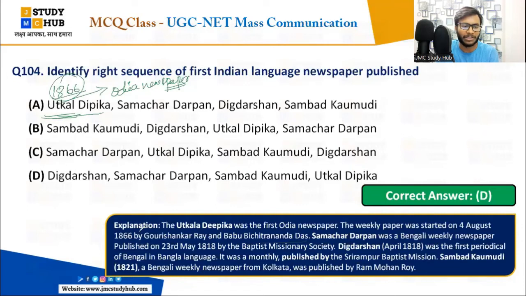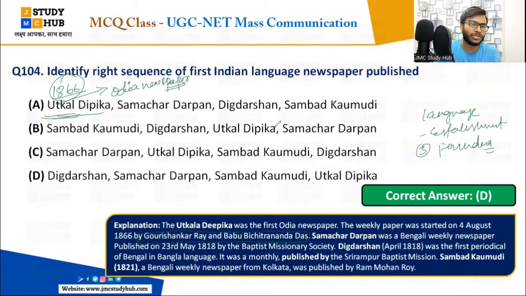Please remember these names, very important, because they can alter the question and ask you. You have to know the founder, the establishment year of the newspaper, and in which language the regional newspaper is published. So there are three important things: the language, the launching year, and the founders. Utkal Deepika was started in 1866 by Gauri Shankar Rai and Babu Vichitrananda Das. It is the first Odia newspaper.